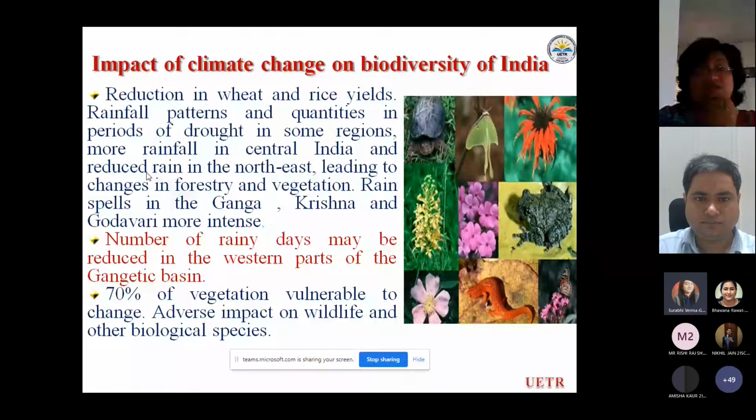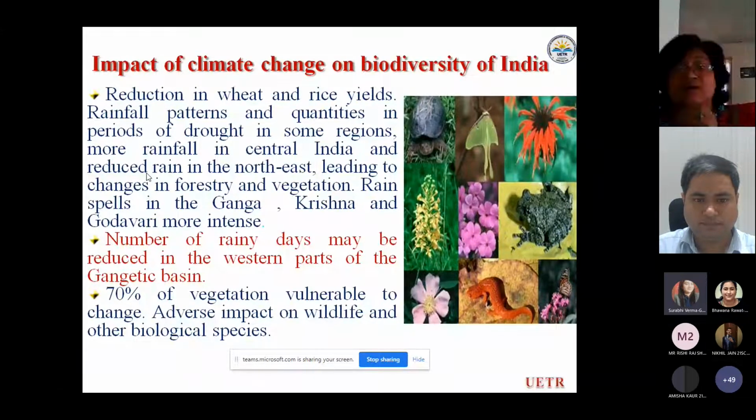Change in the biodiversity. Actually, some floral and faunal species are very sensitive to the temperature. They are showing a change in their flowering pattern and their developing pattern. The number of rainy days may be reduced in the western part of the Gangetic Basin, and is already going to reduce. So 70% of the vegetation is vulnerable to changes, with an adverse impact on wildlife and biological species.